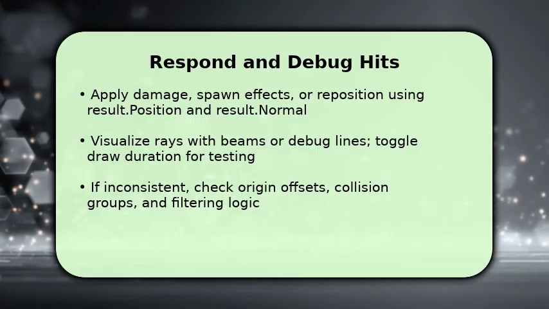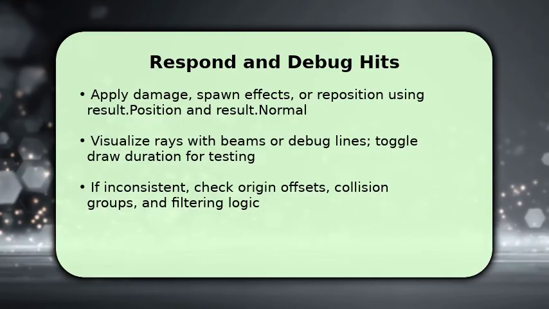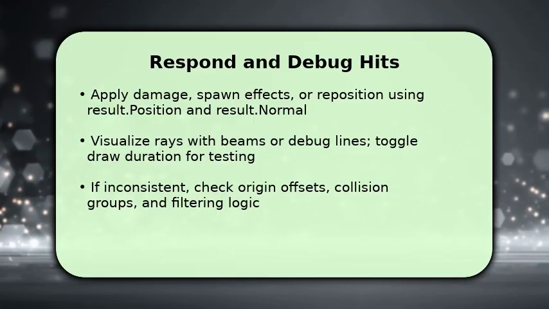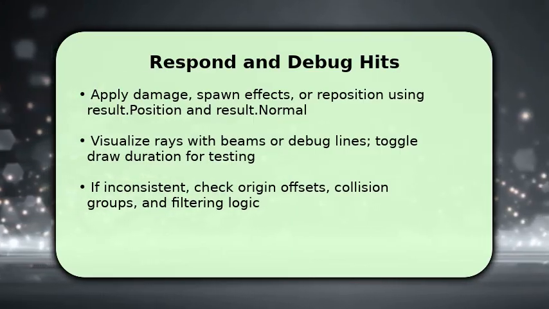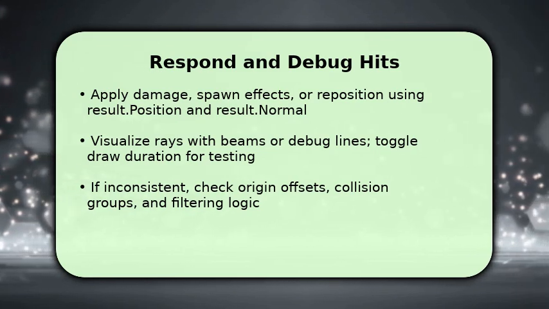If results are inconsistent, make sure origin offsets aren't inside geometry, collision groups are set correctly, and filter type lists contain intended instances. Also confirm the direction vector is computed every frame when casting continuously to avoid stale data.